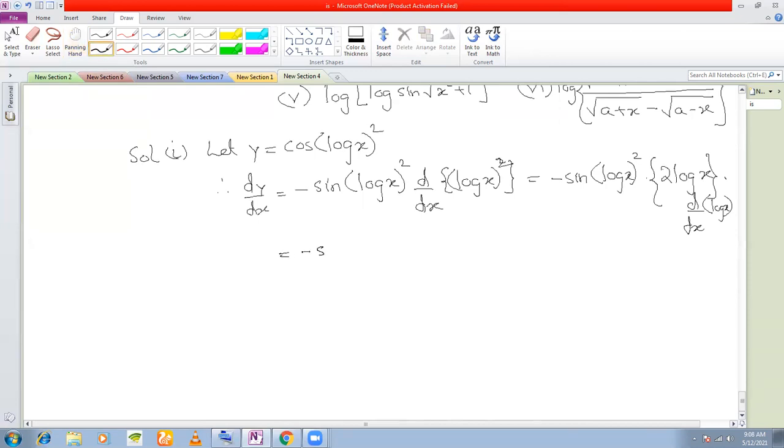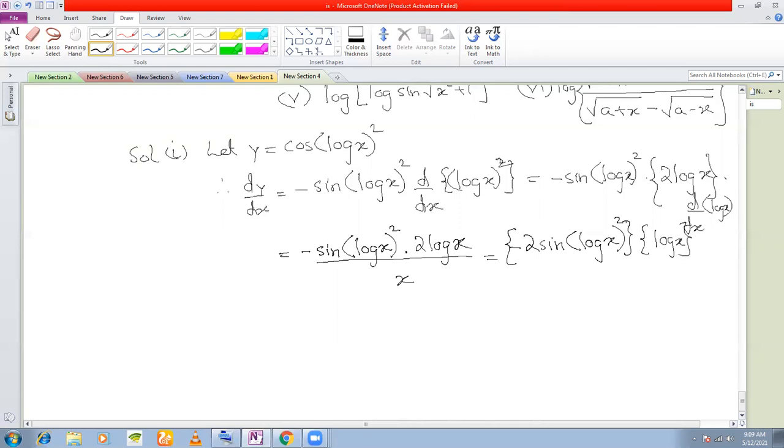Next is minus sin of (log x) square into, now d/dx of log x is 1 by x, right? Into twice log x, 1 by x. So you have minus 2 sin of (log x) square into log x. Put this within curly brackets so that there's no confusion that this log product is multiplied by this entire thing. That is why I put it within curly brackets, divided by x, and that is your answer.